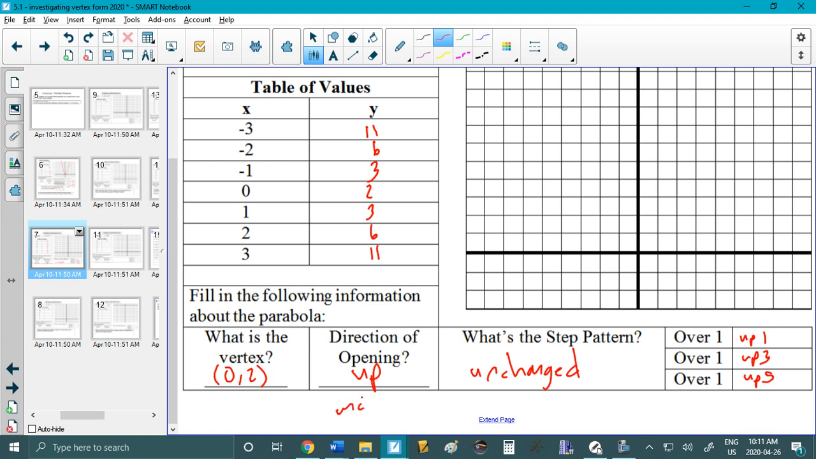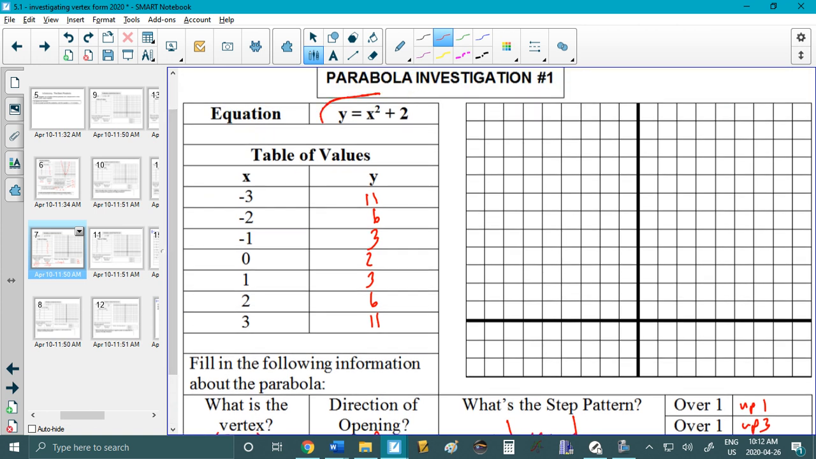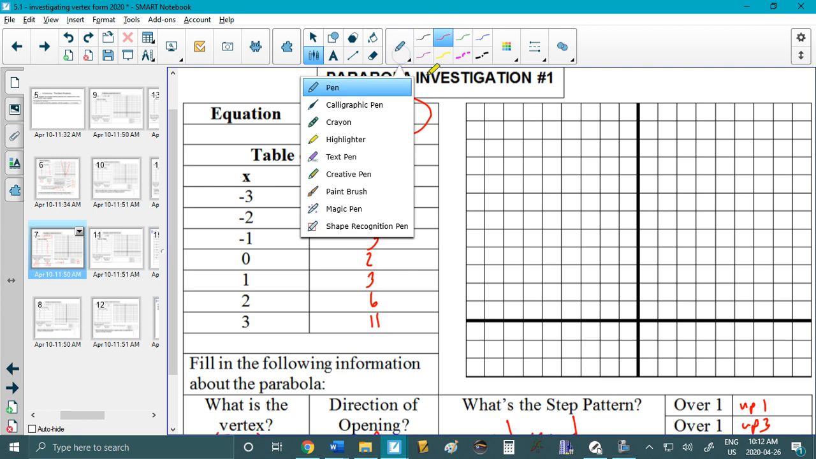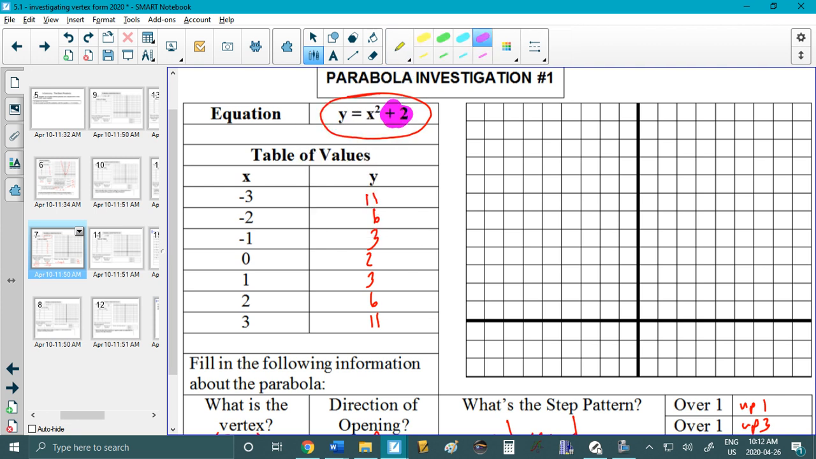The direction of opening is unchanged. And all that happened here is that the vertex moved up by 2. And if you look at the equation, you can probably start to figure out what's going on.